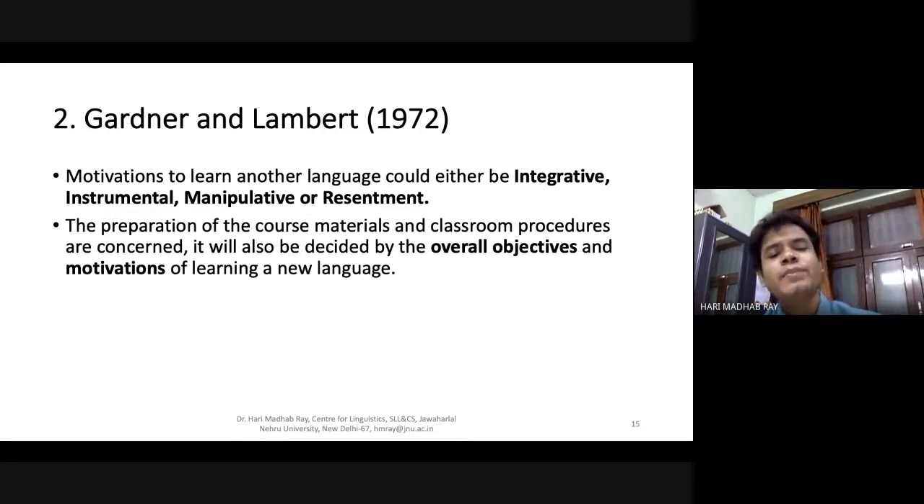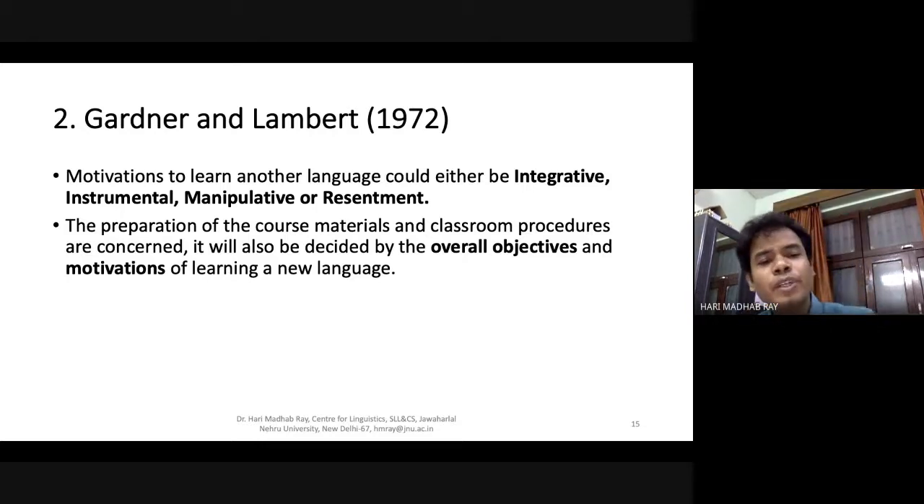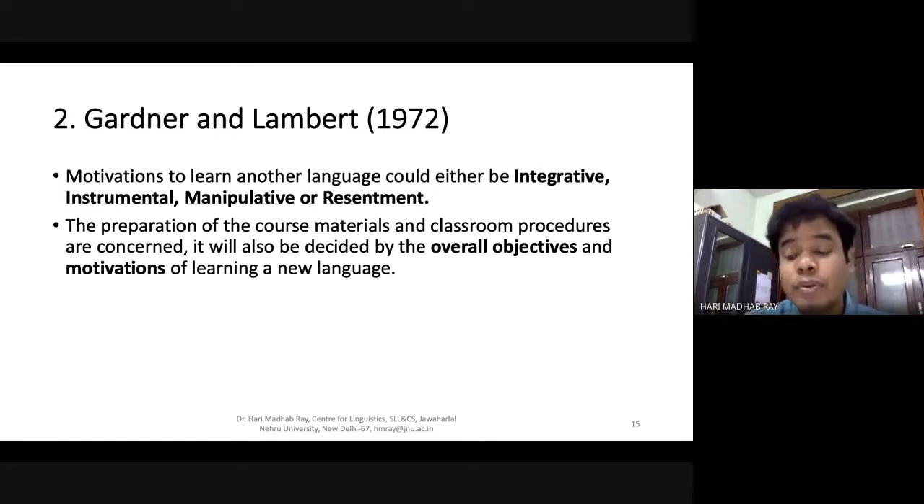As far as the preparation of the course materials and classroom processes are concerned, it will also be decided by the overall objectives and motivations of learning a new language. So motivations also, at times, depend on the teachers, on how he or she does the course, the kind of preparation of the course materials. Depending on that, people may have motivations for learning a new language.